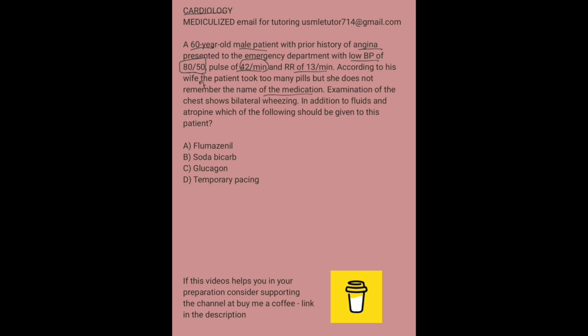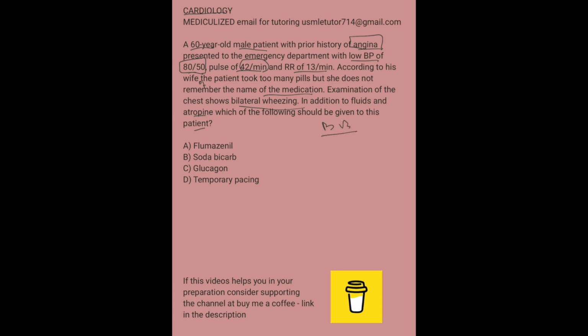Examination of the chest shows bilateral wheeze. In addition to fluids and atropine, which of the following is given to this patient? First, we need to know which medication the patient took, which medication caused this toxicity. As the patient has angina, most likely the patient took a beta blocker. So it's most likely a beta blocker overdose.